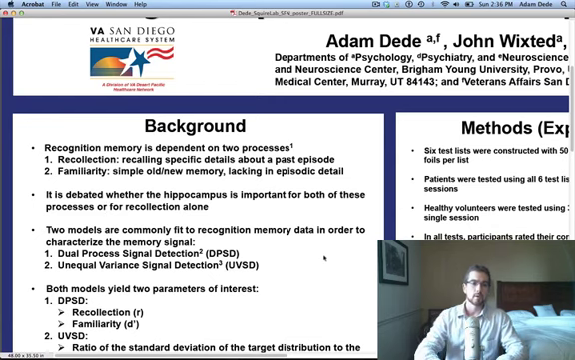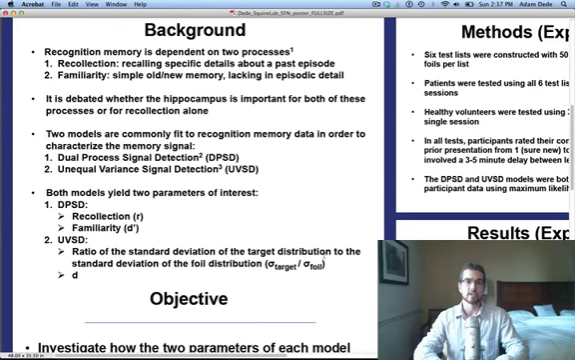And so it's debated whether the hippocampus is important for both of these processes or for recollection alone, and a lot of people have theorized that the hippocampus is just important for recollection. So, two models are commonly fit to recognition memory data in order to characterize the memory signal. And these models are the dual process signal detection model and the unequal variance signal detection model, or DPSD and UVSD. Now, I realize most of you are probably not modelers and probably are not super familiar with these models. But the important thing here is that both of these models yield two parameters of interest. So it's been hotly debated which one of these models is better.